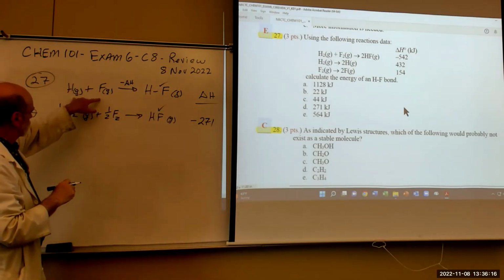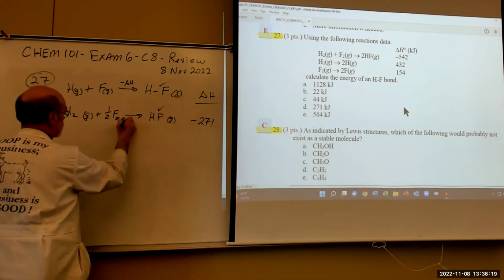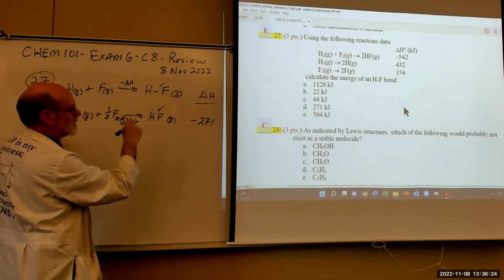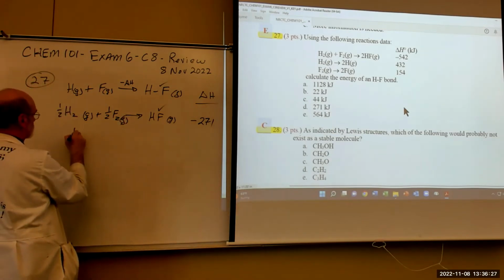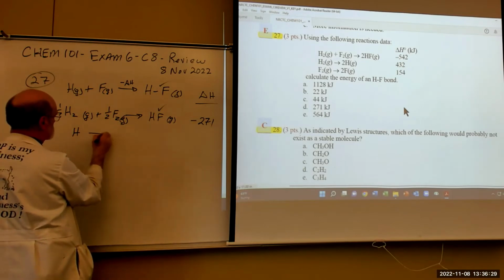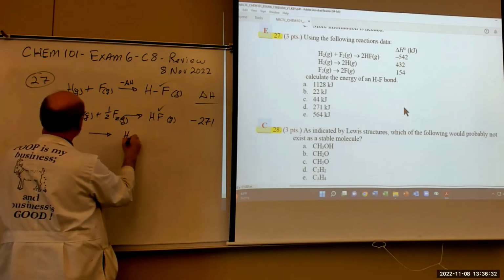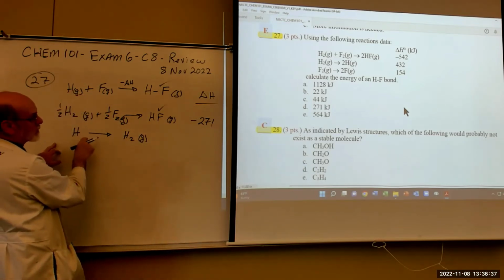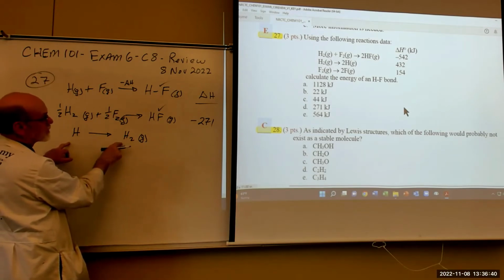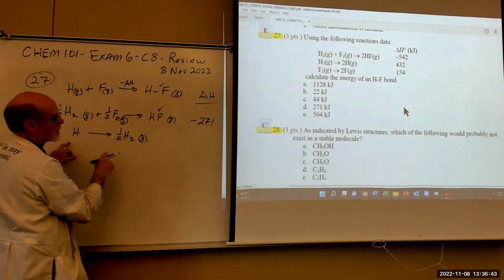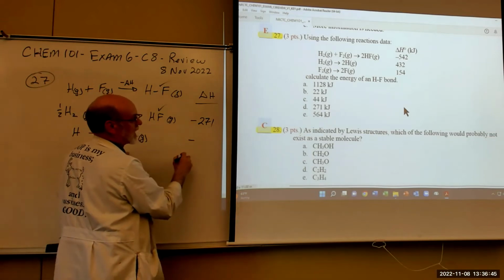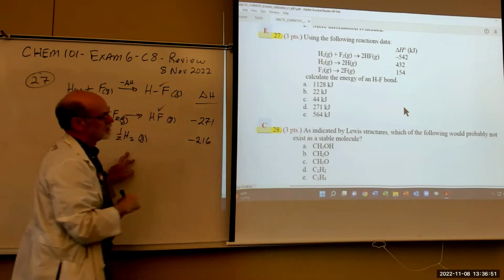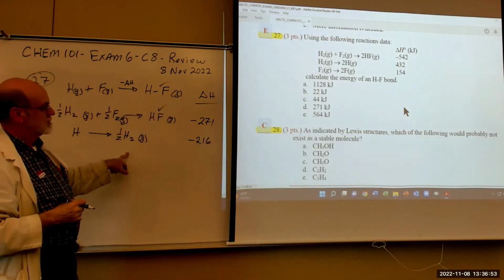Now we need to do these right here. See, this is gas also. We need 1 hydrogen on this side, and this one. So we need 1 hydrogen, 1/2 of this one, and 1 of those. So now we need to flip the sign and take half of it. So it's 216, so 432.